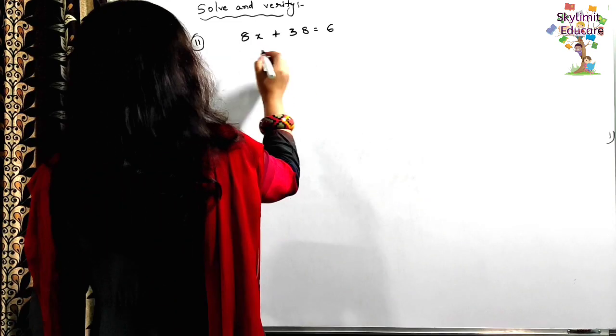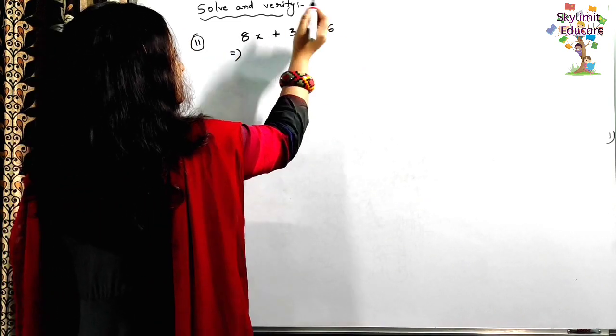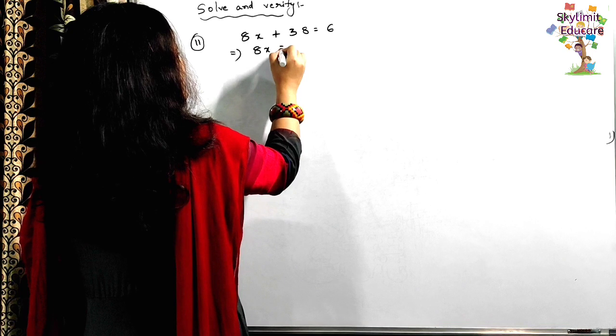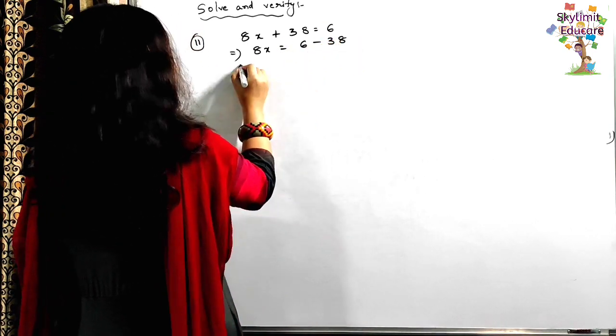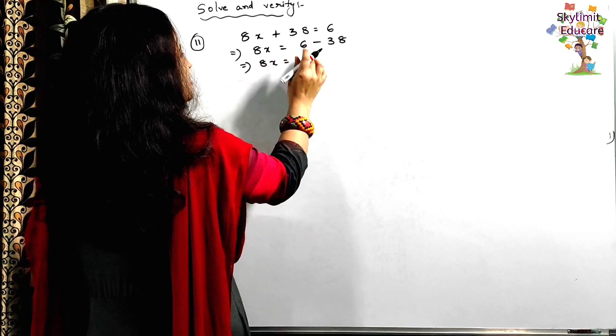Okay. Now dear students, let's come to the last question for today. Okay. So here also step by step we'll be solving. First shift plus 38 that side. So 8x equals to 6 minus 38. Yes. So 8x will be equal to now 6 minus 38.